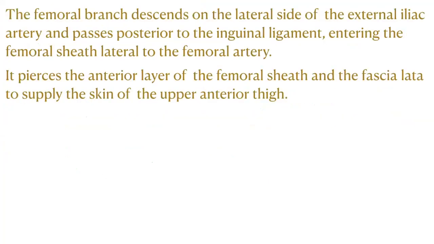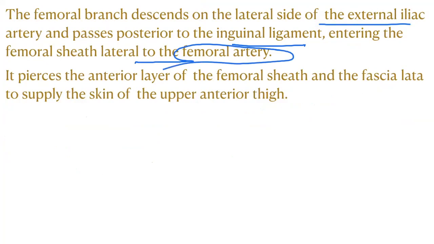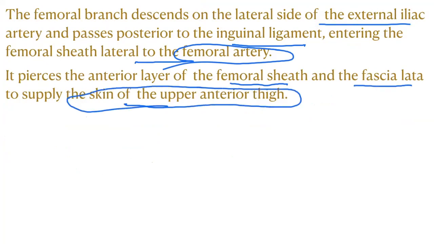The femoral branch descends on the lateral side of the external iliac artery, passes posterior to the inguinal ligament, entering the femoral sheath lateral to the femoral artery. Okay. It pierces the anterior layer of the femoral sheath and fascia lata to reach the skin of the upper anterior thigh. The skin of the upper anterior thigh is supplied by the genitofemoral nerve.